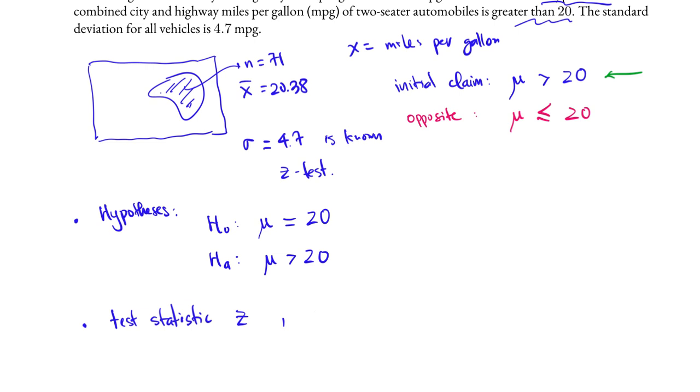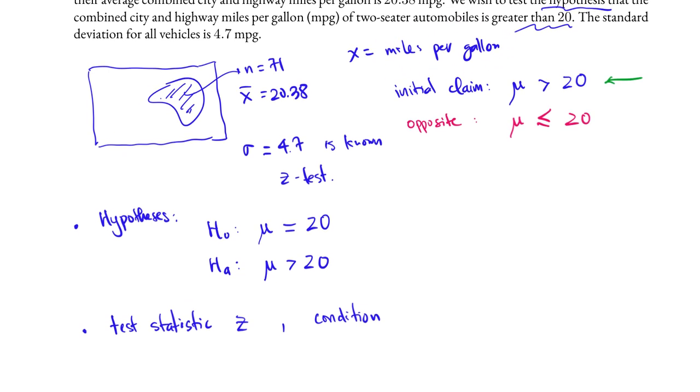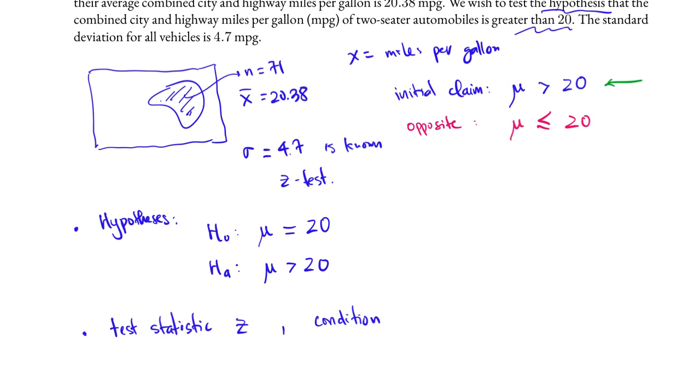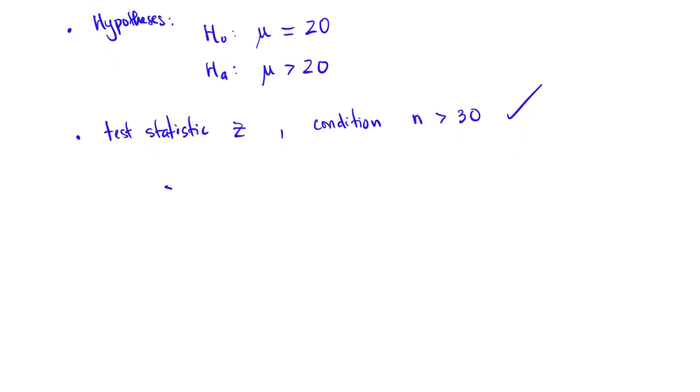But before we do that, we might want to check the condition to see if it is safe to carry out the test. This is the test for the mean, so we just need the distribution of miles per gallon to be normal. In this case, the problem did not mention normality. And so we check the alternative to see if the sample size is greater than 30, and yes, this condition is met. The test statistic z is z equals x bar minus mu over sigma divided by the square root of n.